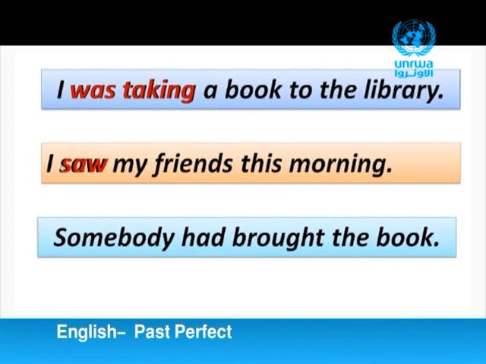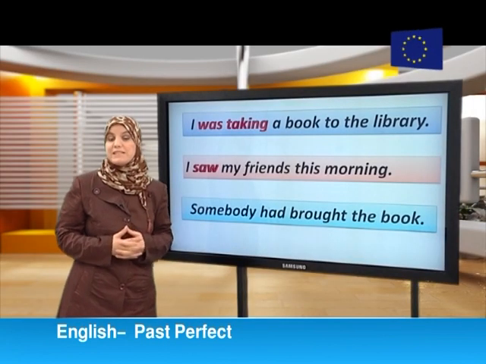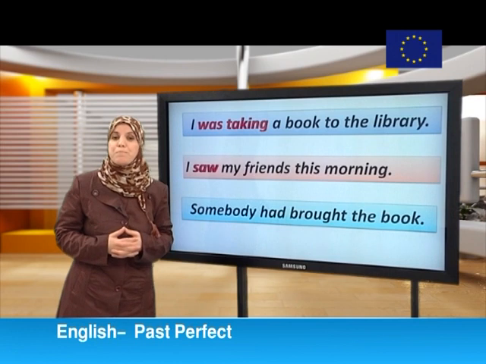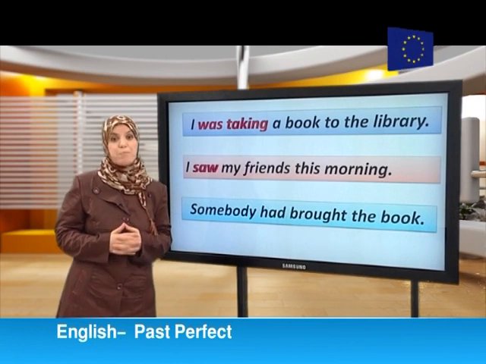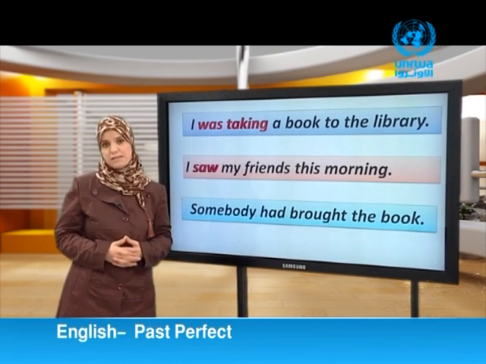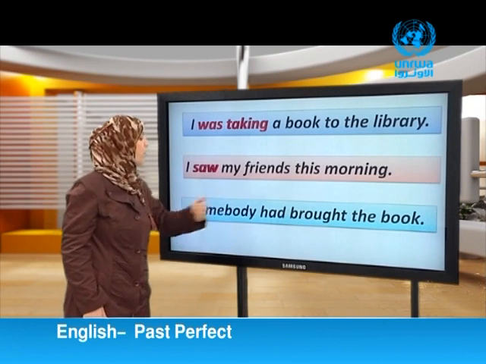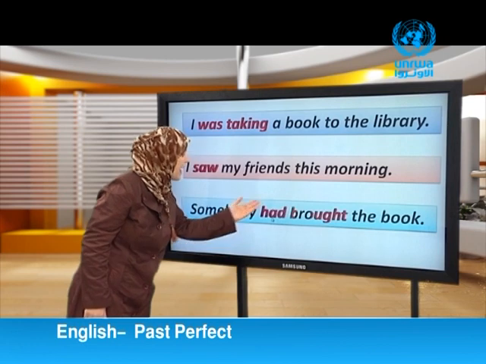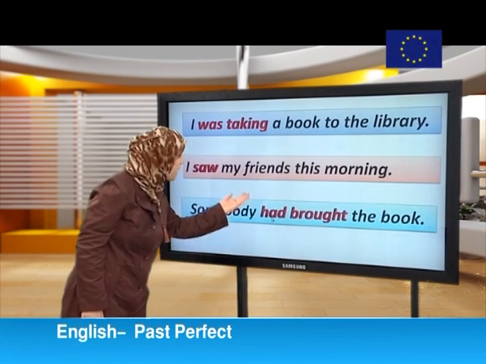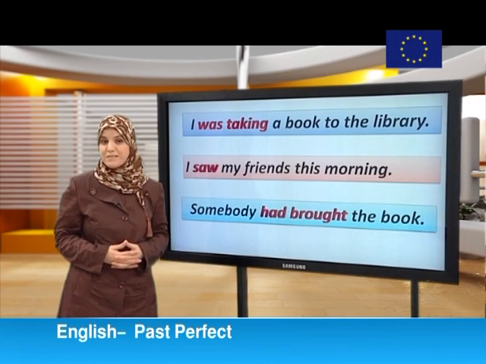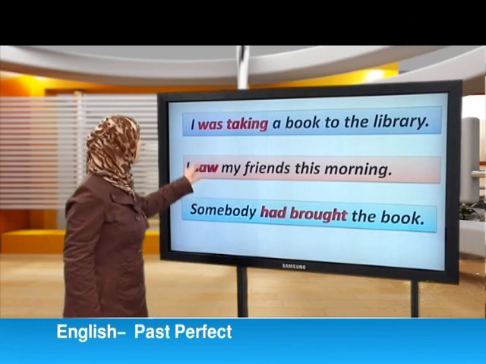Now let's look at the second sentence. I saw my friends this morning. The verb is saw. This verb is in the past simple tense. And remember, we use the past simple tense for actions that began and ended in the past. Now the third one. Somebody had brought the book. The verb is had brought. This is past perfect tense. But why do we use the past perfect? Let's see together.